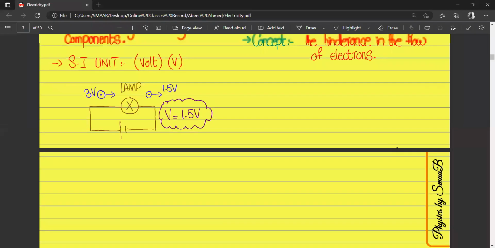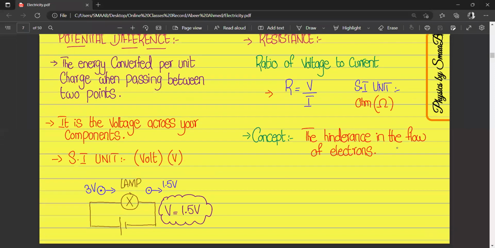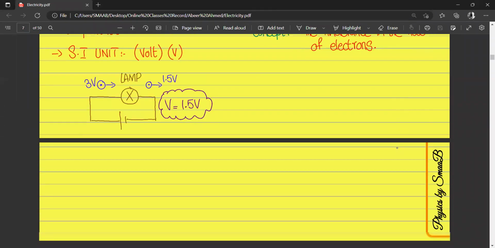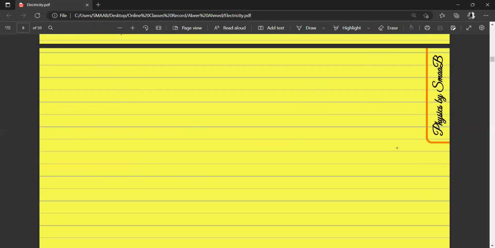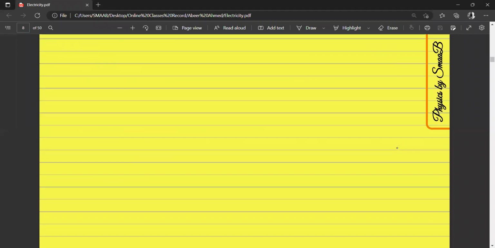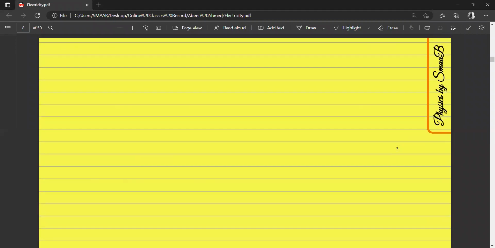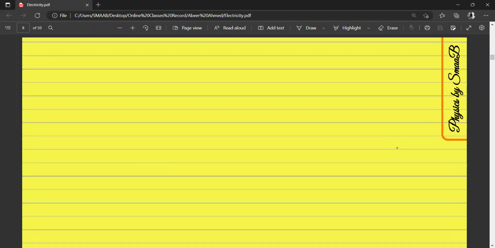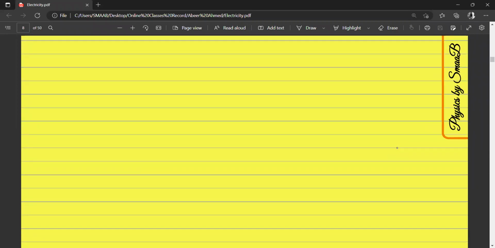So last time we discussed resistance, that resistance is the hindrance in the flow of electrons, right? So whatever hindrance you have in the flow of electrons, we can represent it with resistance. Resistance is a quantity which produces hindrance in the path of charges or in the path of electron flow, right? So today we will discuss the factors affecting resistance, right?